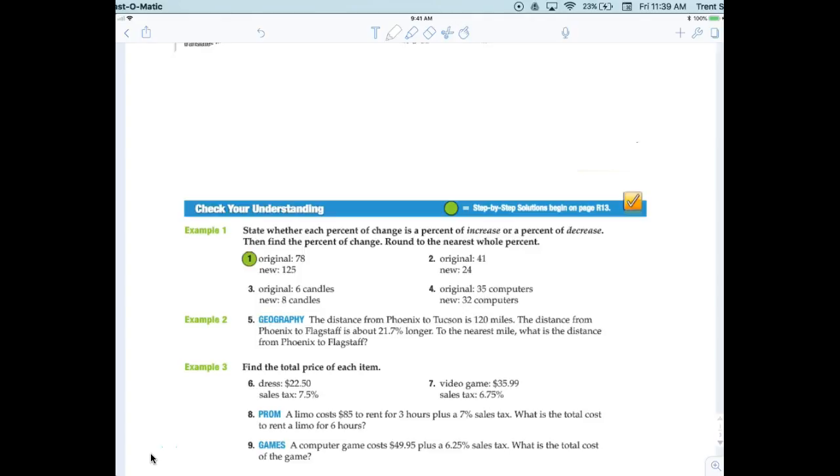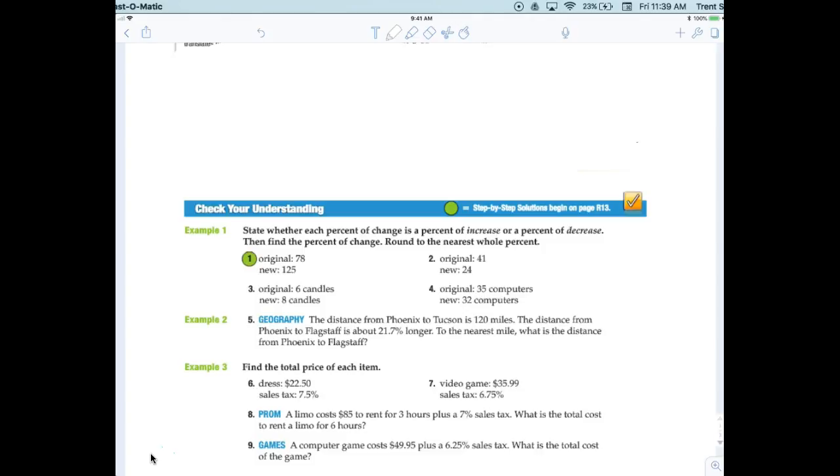Does anybody remember what the formula is? Oh, it's like it's new minus old divided by 2 times 100. Well, you're almost there. You're almost there. I'm pretty happy with that. So listen, as you get older and you understand math a little better, we just simply say it's the change divided by the original amount.